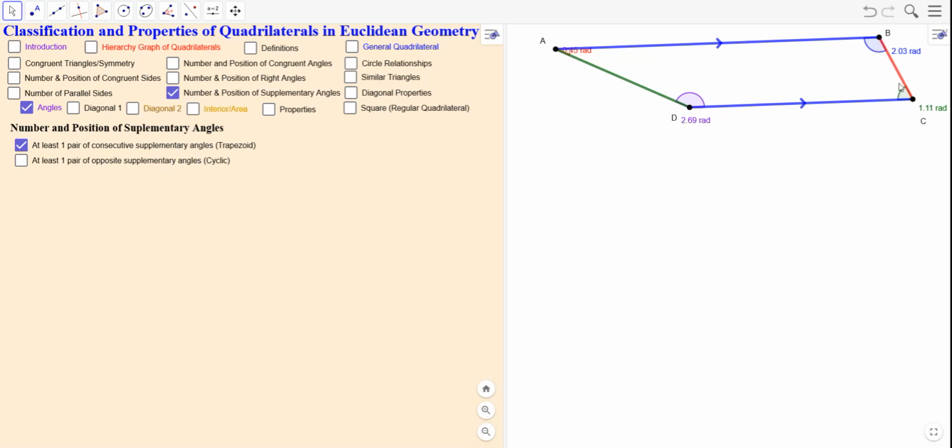If these are supplementary, then the property of parallel lines says interior angles on the same side of a transversal are supplementary if and only if you get a pair of parallel lines. So think of the lines containing AB and the line containing CD as being full lines, and BC as a full line, a transversal. Then you can see that these are interior angles on the same side of the transversal. They're supplementary, so this is a trapezoid. And the same thing, this pair over here is going to be supplementary as well.